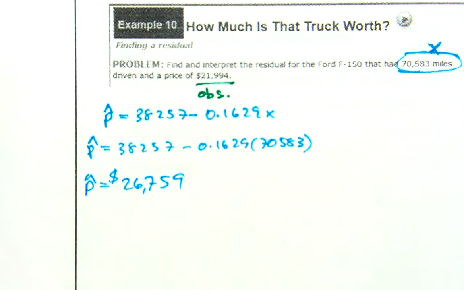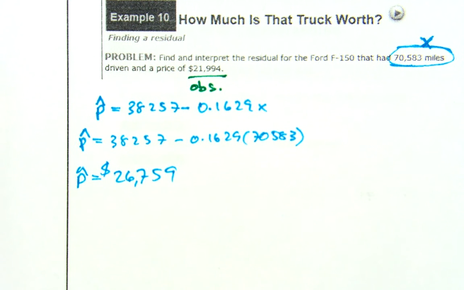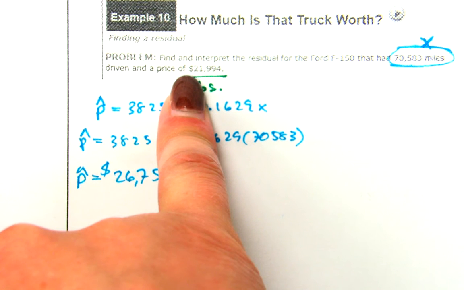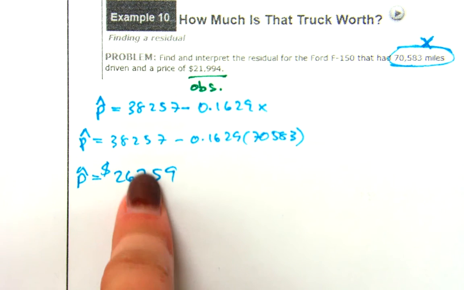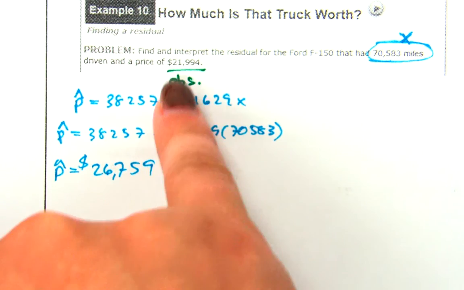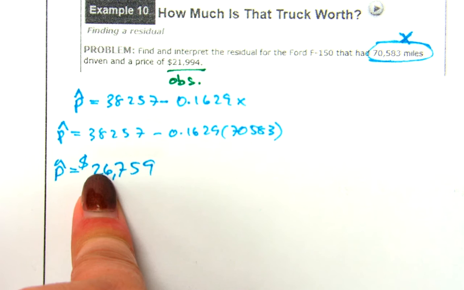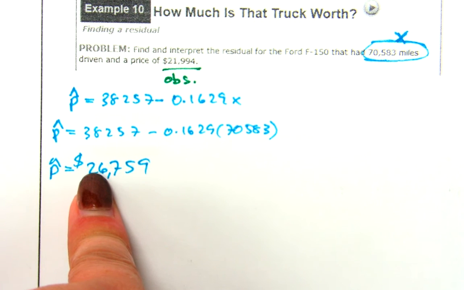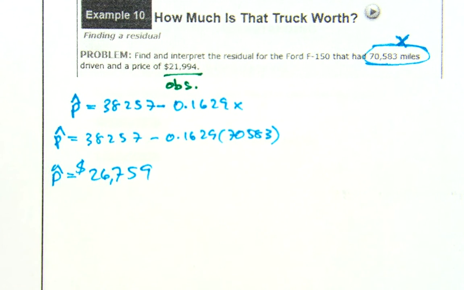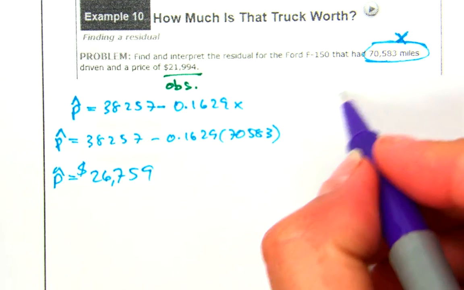So that is how much I am predicting that if I take this car in at 70,583 miles, I should actually be able to sell it for something around 26,000. But I really only sold it for 21,994. So the question is, what was the difference? And that's what the residual is. It's just the difference between what you observed and what the prediction was. Were you undersold? Were you oversold? What was the amount? Okay, so we're going to do that as, so residual.